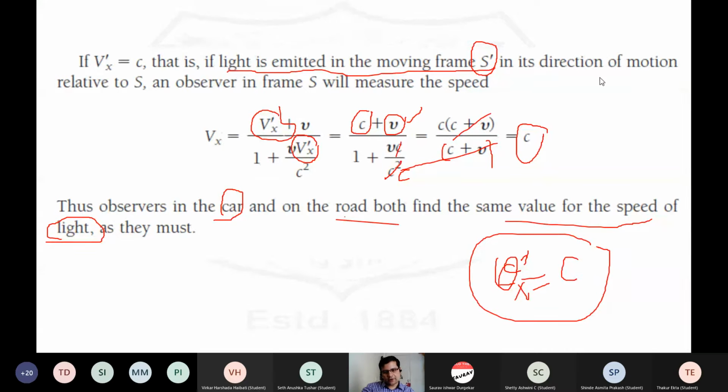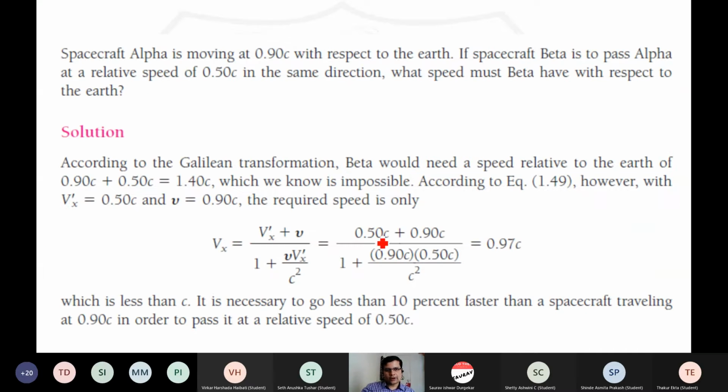This is the velocity addition formula that we are going to derive using the Lorentz transformation, which does not violate the relativistic law that is violated by the Galilean transformations. Okay. So here, if you want to take a problem, consider a spacecraft named Alpha, and that spacecraft is moving with 0.9 c, meaning 90% of the speed of light, with respect to the Earth.